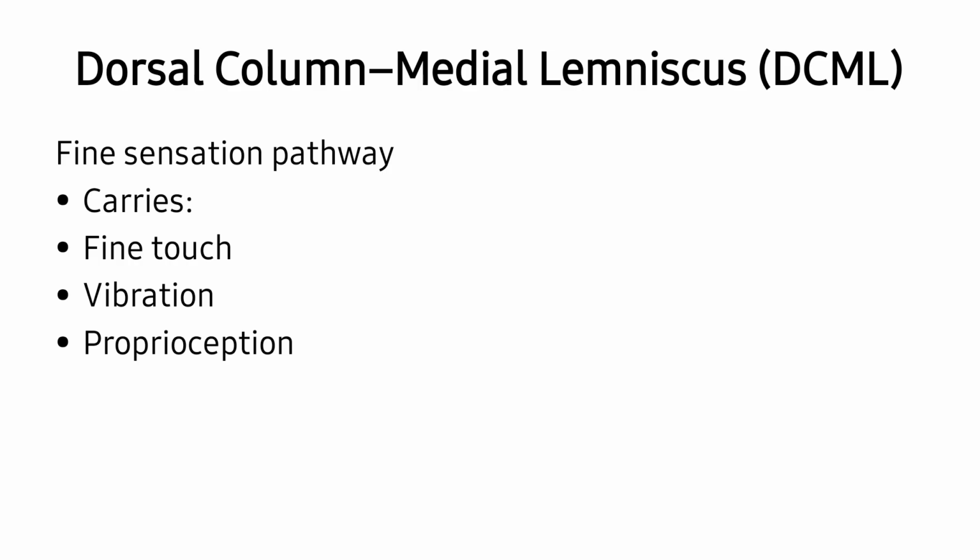Okay, so we start with the DCML, also known as the dorsal column medial lemniscus. So the dorsal column lemniscus, remember, this is part of what? The ascending tracts, meaning they are carrying sensory information. And where are they going? They are moving from the body going up to the brain.